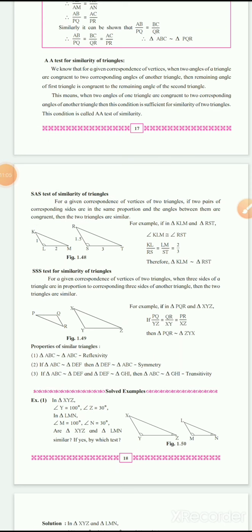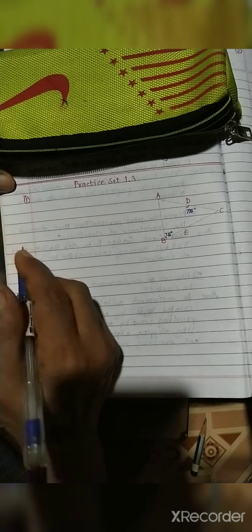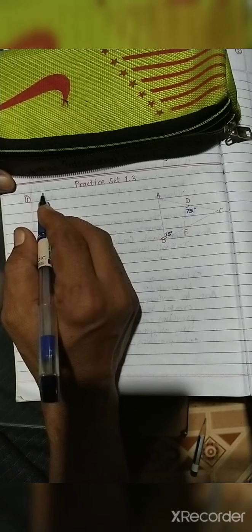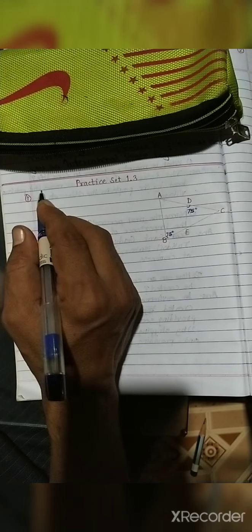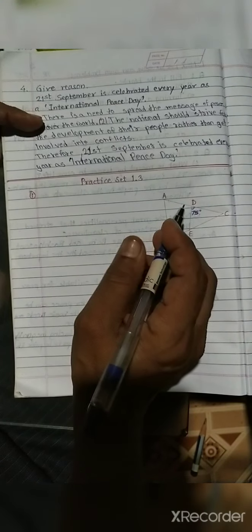Okay, so in this way we have completed our tests for similarity of triangles and properties of similar triangles. Now we are solving our practice set 1.3 with the help of these tests for similarity of triangles and these properties of similar triangles. Okay, students, practice set 1.3, our first example.